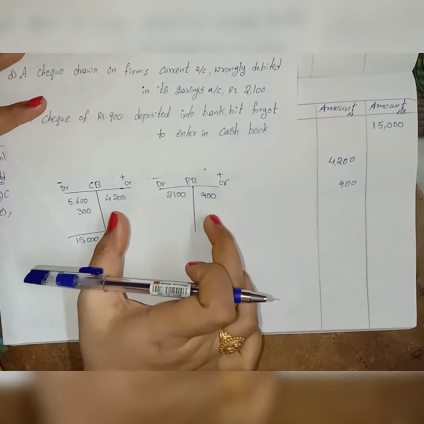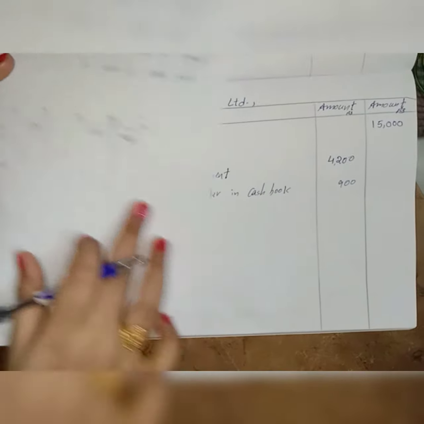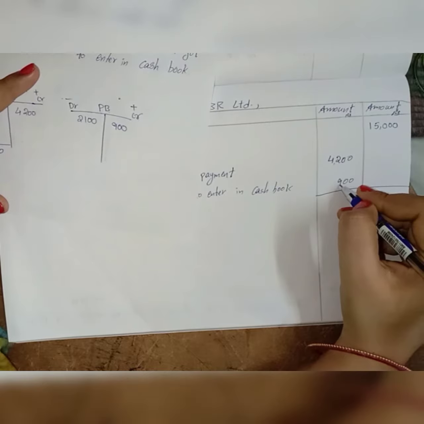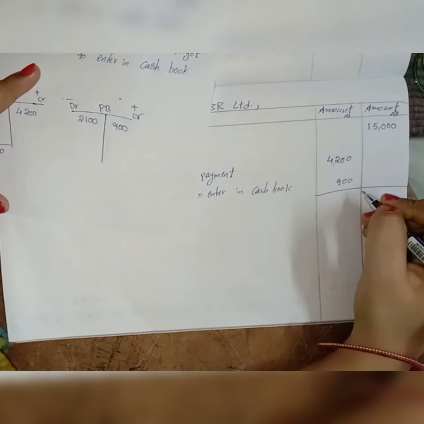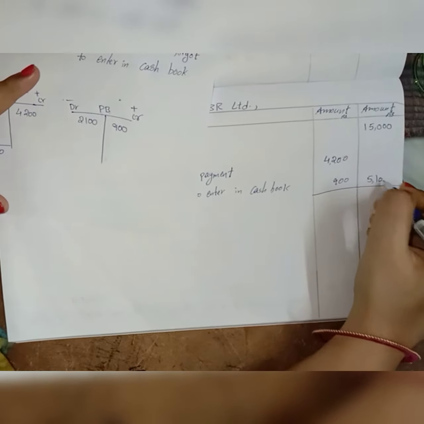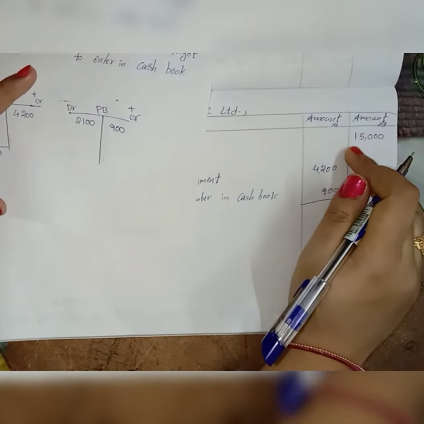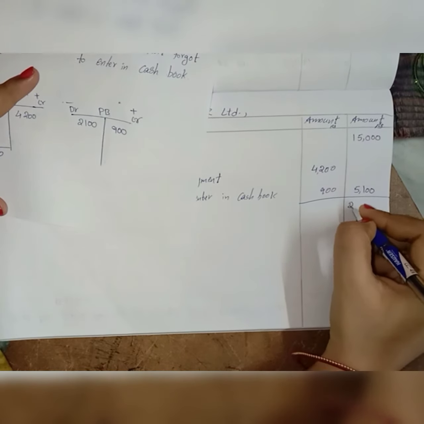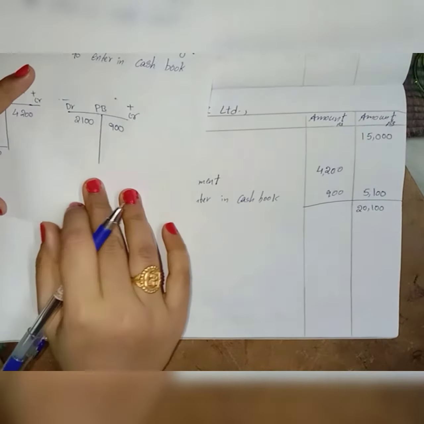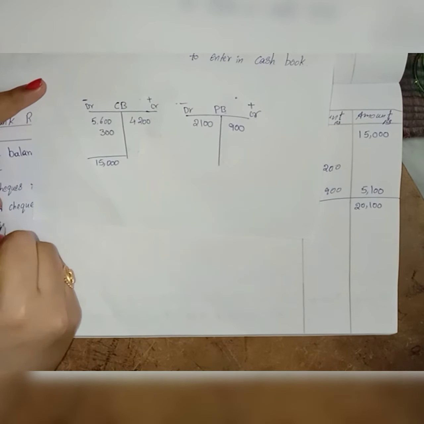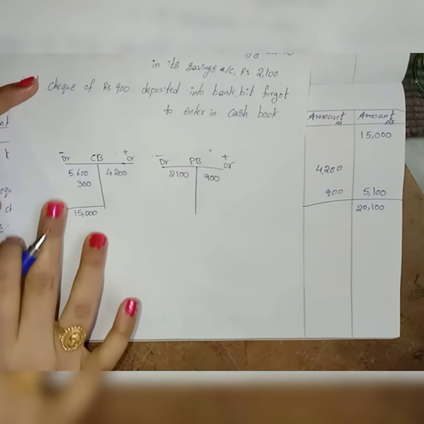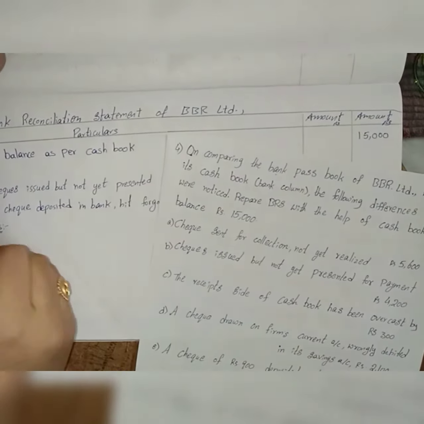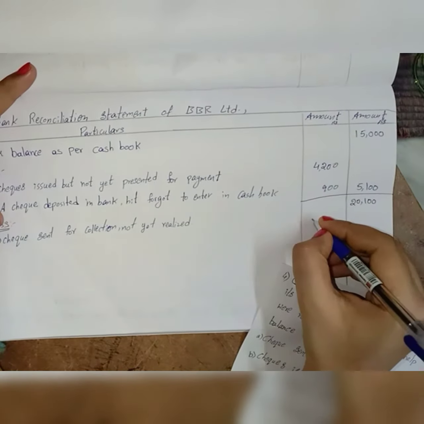So there are no other additions. We make the total: 4,200 plus 900 is 5,100. 15,000 plus 5,100 is 20,100. And next, less: check sent for collection not yet realized, 5,600.